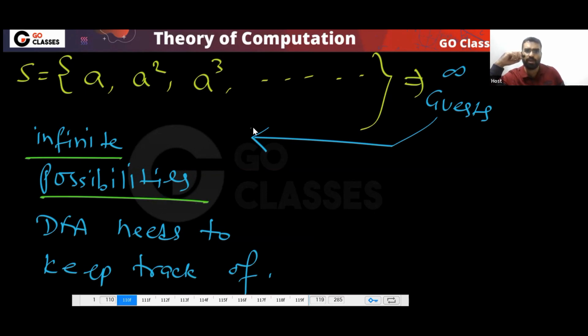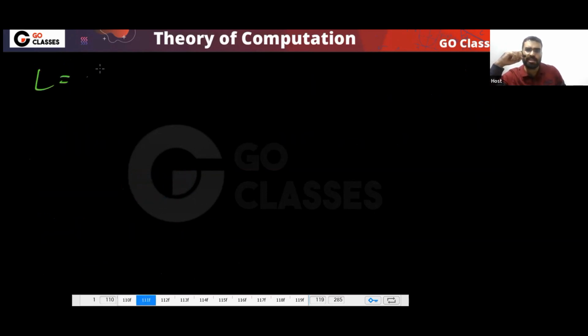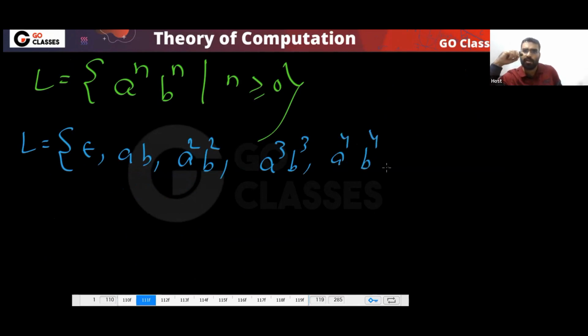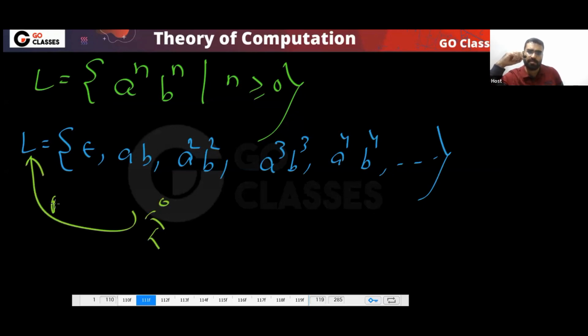For example, look at this language, a power n, b power n. This is your language. In this language, first of all, these types of strings are there, like AB, like A square, B square. If you have 3 A, then you have 3 B. If you have 4 A, then you have 4 B. Okay, like this. Now let us assume you want to recognize this language.